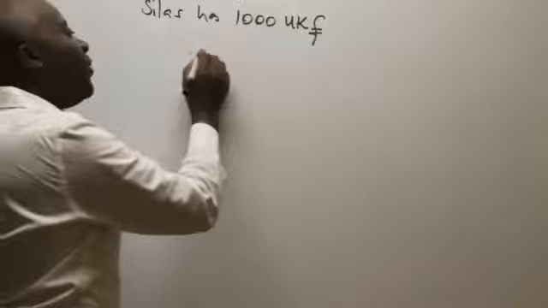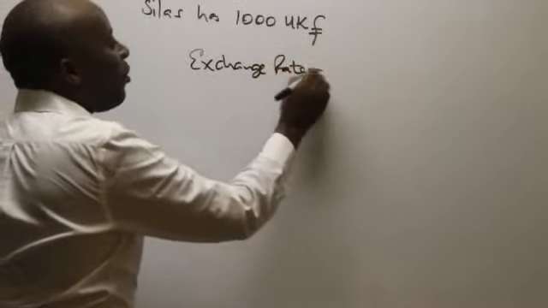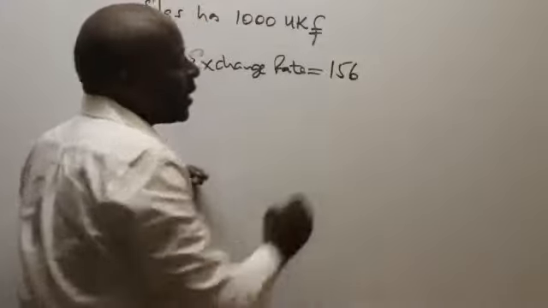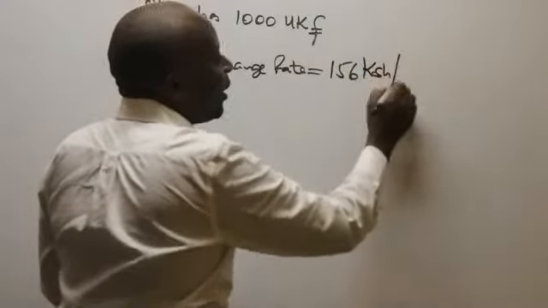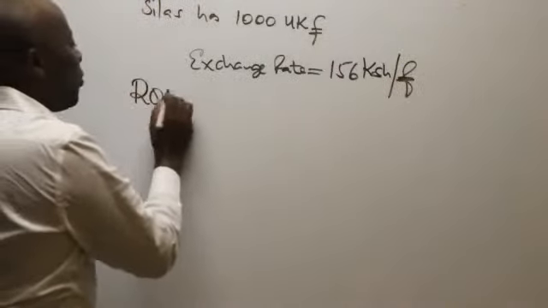So here he goes to this bank and is given an exchange rate. An exchange rate of how much? An exchange rate of 156 Kenya shillings per pound. So in this case here, could you kindly do some working for me?